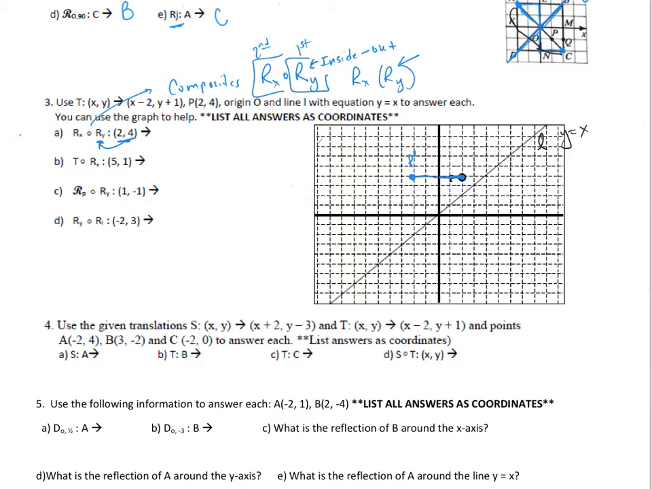And now I have to do the second part. The second part says reflect about the x-axis. So here's the x-axis. This distance is 1, 2, 3, 4, so I'm going to go 1, 2, 3, 4 down. That would be my P double prime point. And now I can list the coordinates as negative 2, negative 4.